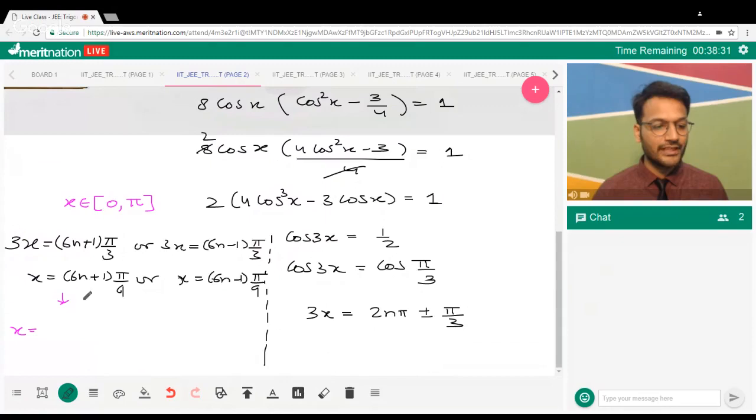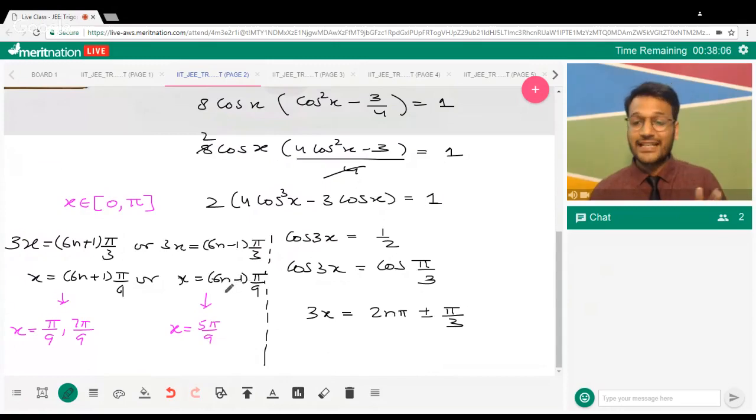So x over here could be pi by 9 if n is equal to 0. If n is equal to 1, it can be 7 pi by 9. 7 pi by 9 is also included. And that's it. These are the only two values. For the next one, placing n equal to 0 will make it negative. n equal to negative will also make it negative. So we'll just place in positive values. n equal to 1 gives 5 pi by 9. n equal to 2 will give me a value that is greater than pi. So these are the only three values possible.